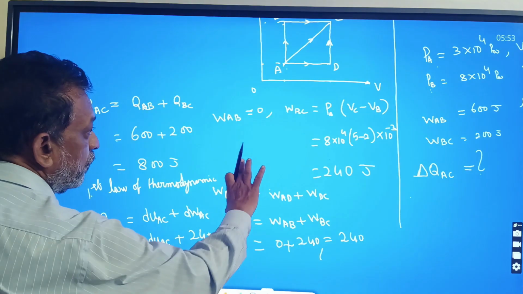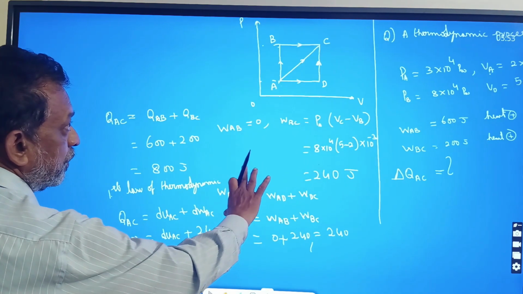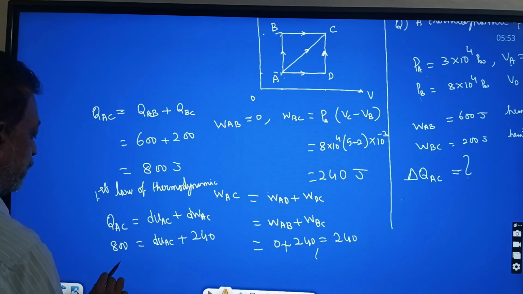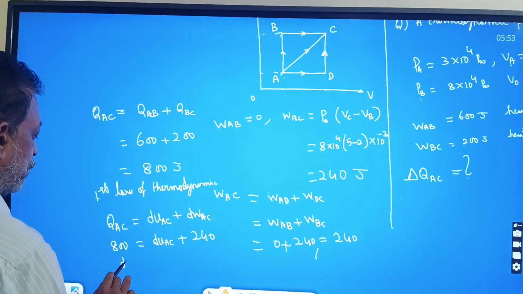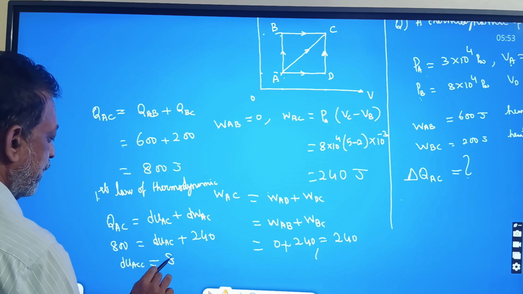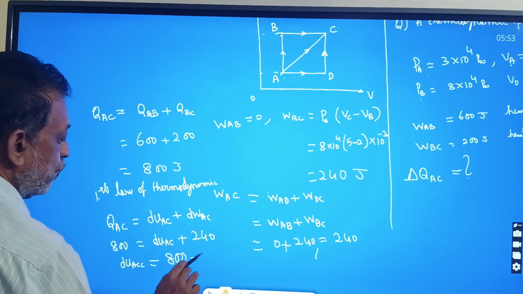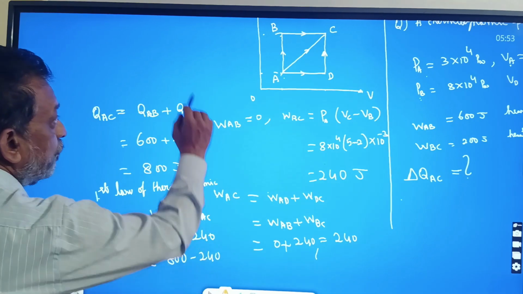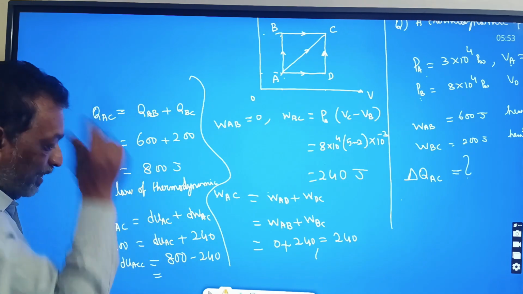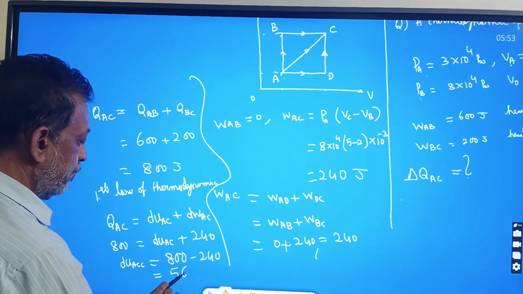Now we subtract it, and the difference is the internal energy. So ΔUAC is equal to 800 minus 240. Okay, now how much are you getting? 560.